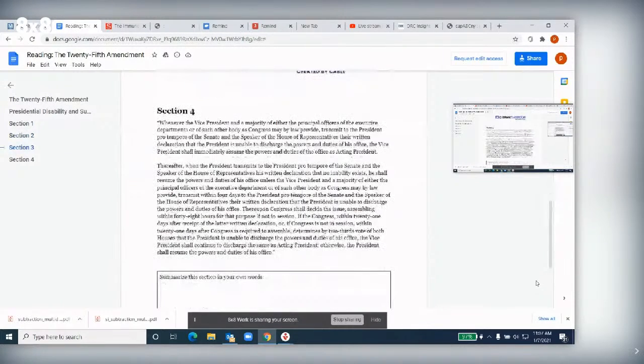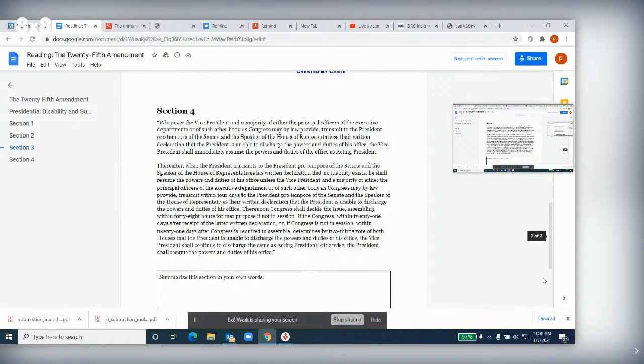Okay. And this is Section 4. The 25th Amendment has 4 sections. We've covered the first 3, and this is the 4th. This says whenever the vice president and a majority of either the principal officers of the executive departments, or such other body as Congress may by law provide, transmit to the president pro tempore of the Senate and the Speaker of the House a written declaration that the president is unable to discharge the powers and duties of his office, the vice president shall immediately assume the powers and duties as acting president.